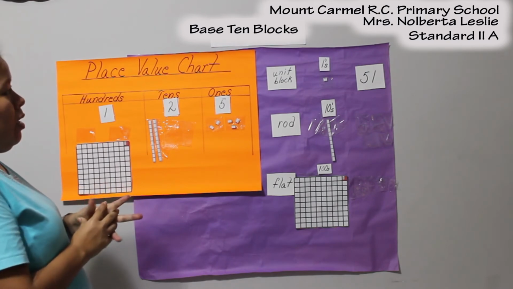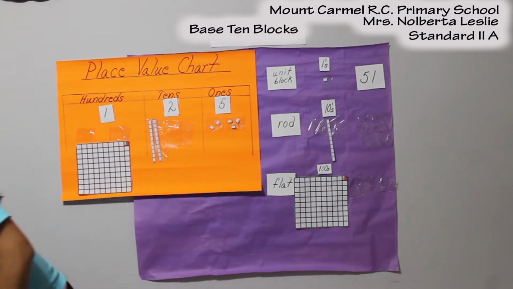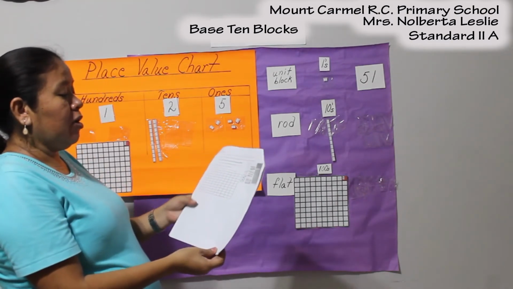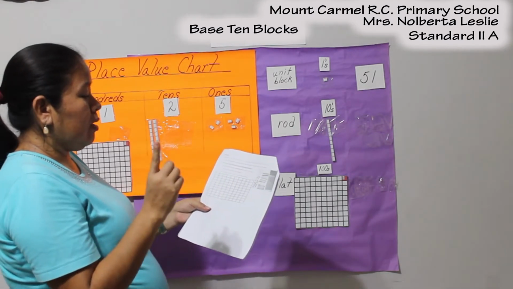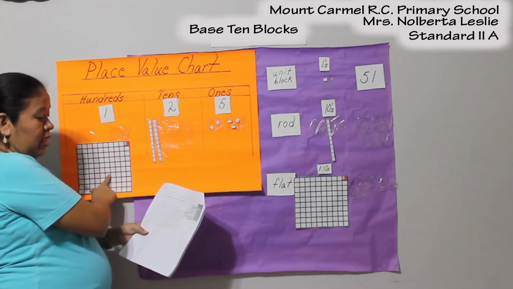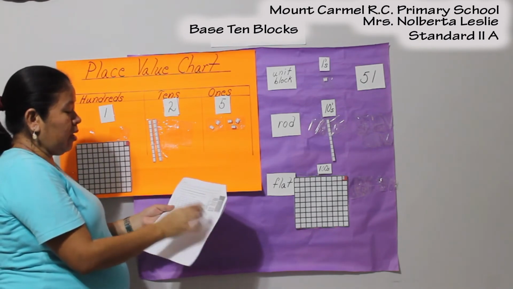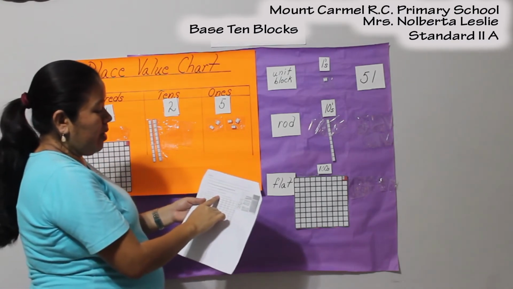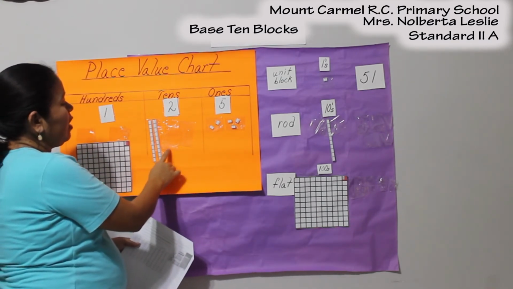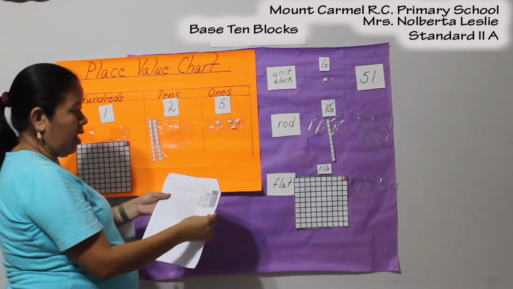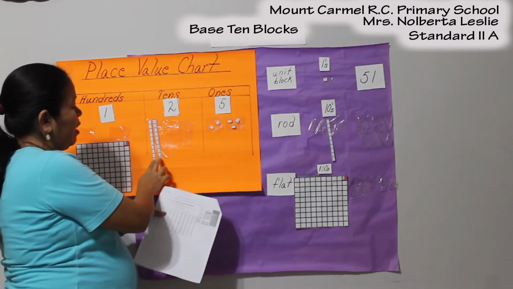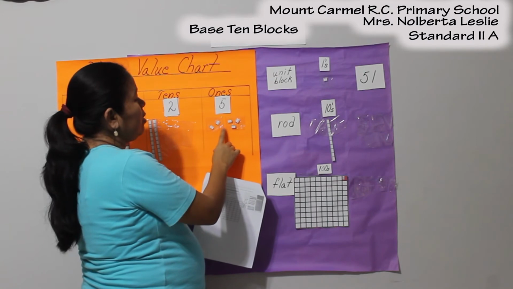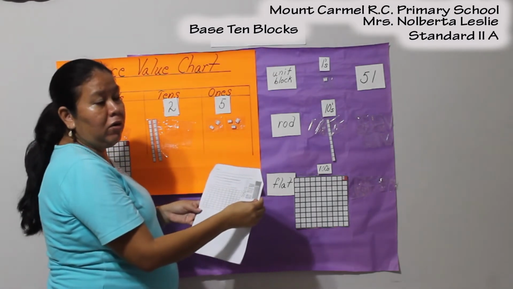So on your paper, you're going to be creating 1 flat of 100. So you need to make one of these. You can color it one color. Maybe you can color it blue. You're also going to be making 9 rods. 9 of these, right? And you're going to be coloring them another color, maybe red. And then you're going to be making 10 small blocks, which you can also color yellow or a different color.